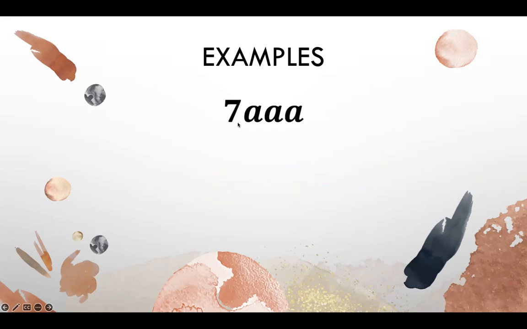So, we have here 7 times 8 times 8 times 8. As you can see, 7 is not being repeated, so we can write it as 7. And our base is A, which is being repeated 3 times. So, we can write it as 7A cubed in exponential form.